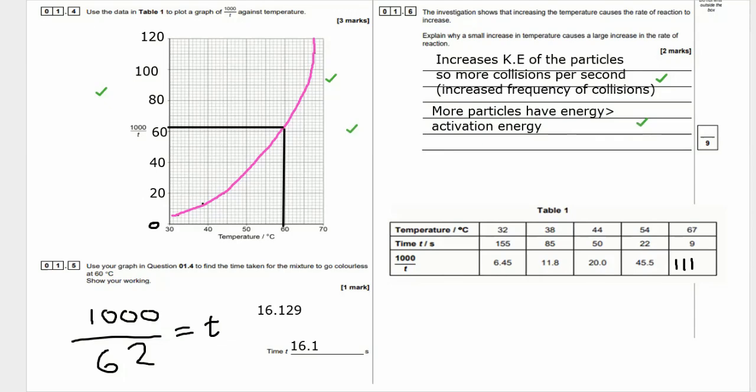How did you do? Check it out, a 9, etc. Let's move on.